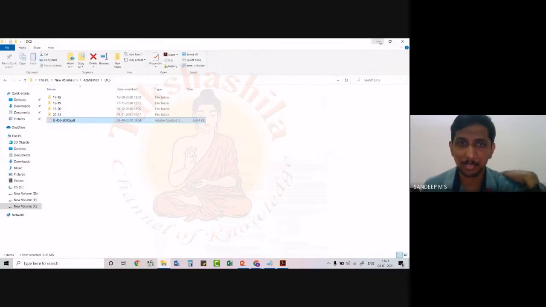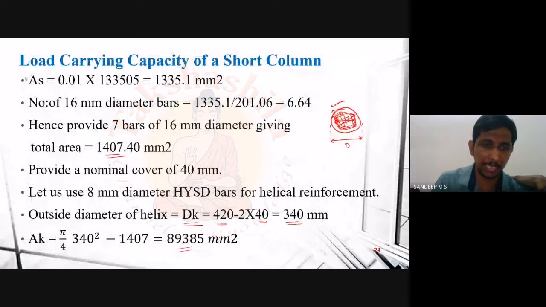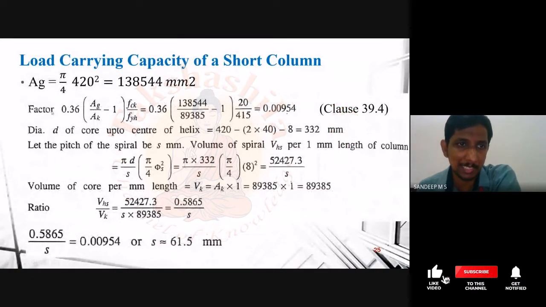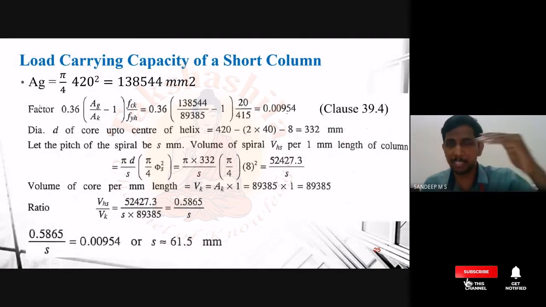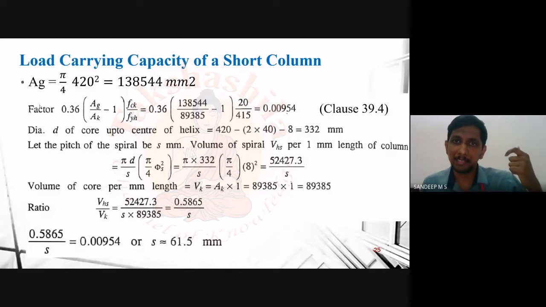Okay, we will come back to our presentation. Here we have already calculated the area of core. Now we are just calculating that factor. We have a ratio between the volume of helical reinforcement to volume of core, and as per the code that should not be less than a factor.